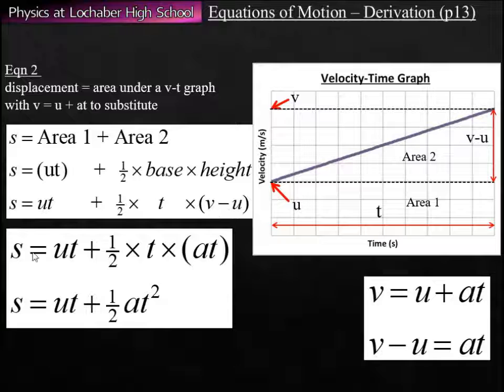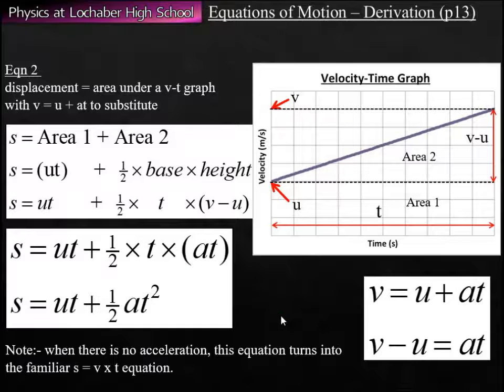Finally, just a bit of tidying up. s is ut, yep, sure, half, sure. And then I've got t multiplied by a multiplied by t. So it's easier to just say at squared. And that's the equation I was after. Job done.